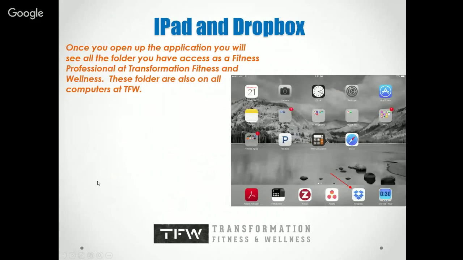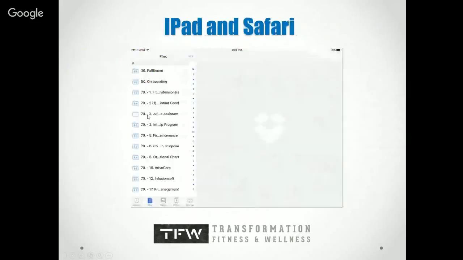And then Dropbox is going to be another important component because all of our stuff and information through TFW is saved on a Dropbox. Once you open the application, you will see the folder. You can access fitness professionals, transformation, fitness, and wellness. The folders are also on all the computers, obviously, and should be labeled the same. So it's like fulfillment, onboarding, fitness professional. This is what it looks like from the iPad, and you can go in here and find your individual folders and information.